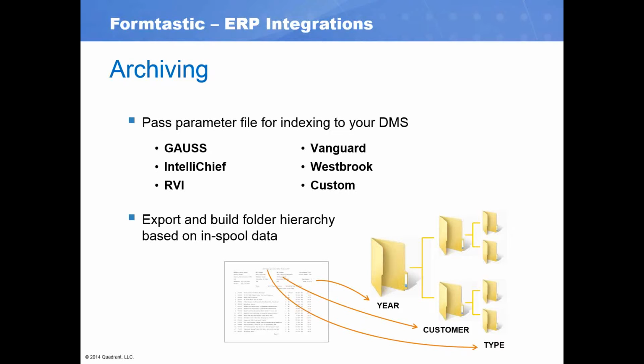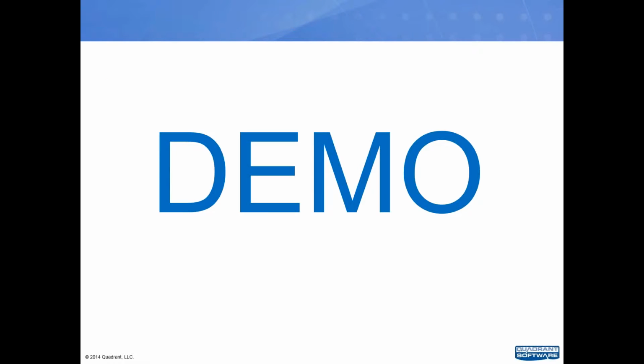All you do is specify the output file path to include directory values equal to the spool file data. So say you want a folder that has all of your documents from 2014. And underneath that, you want all your folders sorted based on the customer name. And under that, you want all the files sorted into folders based on the document type. Well, you can do that simply by telling Formtastic to include in-spool data in the output file path. It's as simple as that.